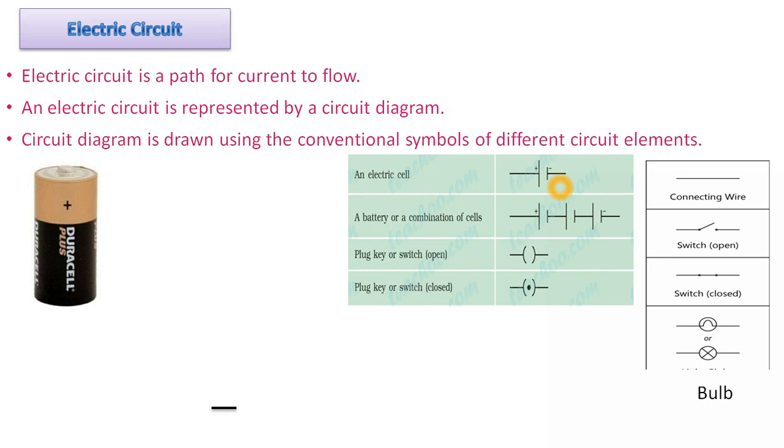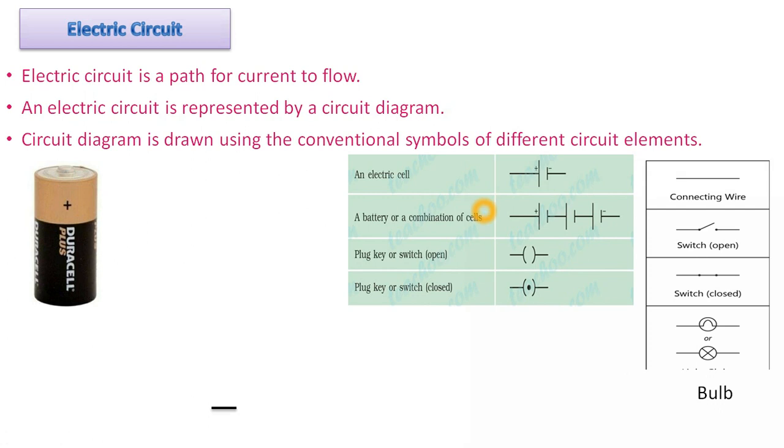How do you represent a battery? What is a battery, and how are a battery and a cell different from each other? A battery is like a bigger version of a cell. Inside a battery you have multiple cells. So the combination of multiple cells is actually a battery. The battery will be represented like this. That means both cells and batteries are the sources of electric current.